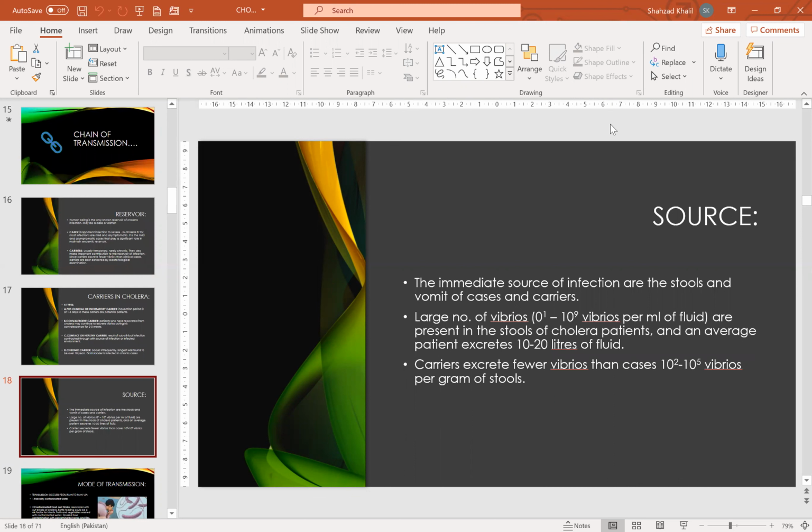Source. The immediate sources of infection are the stools and vomit of cases and carriers. A large number of vibrios, 10 raised to power 7 to 10 raised to power 9 vibrios per ml of fluid, are present in the stools of a cholera patient, and an average patient excretes 10 to 20 liters of fluid. Carriers excrete fewer vibrios than cases, 10 raised to power 2 to 10 raised to power 5 vibrios per gram of stool.